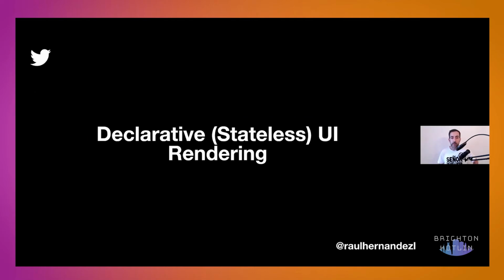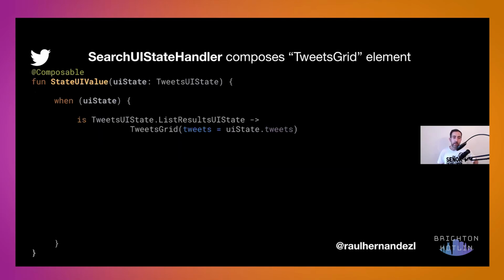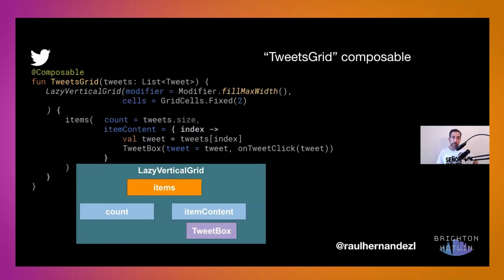So, yep, now we are going to render this stateless UI. And what we have for our stateless UI is basically passing the UI state. We're going to process the first one, list results UI state, by rendering a tweets grid. This grid is composed of a collection of tweets. Inside this grid, I have a vertical grid with a maximum width, a combination of different columns or cells. This can also be adaptive, and it's not a stable version, so basically this will change in the future, but you can imagine a combination of cells and then a collection of items.